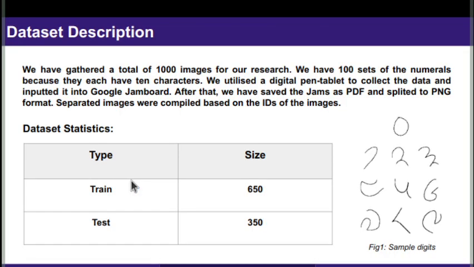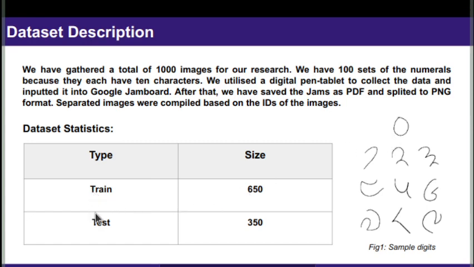The dataset we have collected totals 1,000 images for our research. We have 100 sets of numerals, and each has 10 characters, so it is 1,000. We utilized a pen and paper tablet to collect the data from users who speak Bhutanese, in Google Jamboard. After that, we saved it as a PDF, split it into PNGs, and separated the images based on the IDs 0 to 9. And here is a sample image. You can see a set of digits that we have collected.